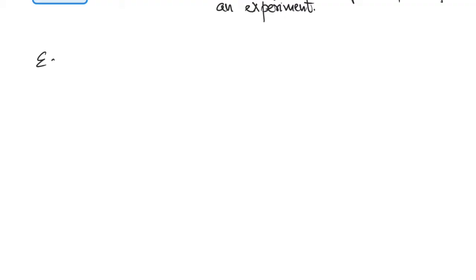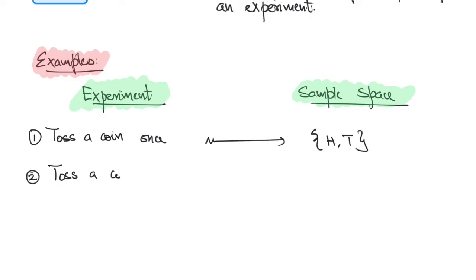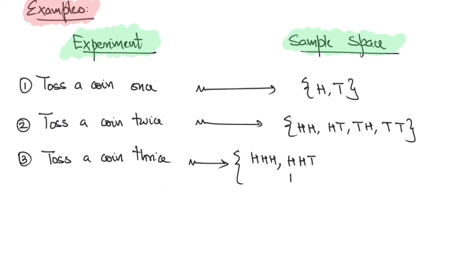Let's work out some examples. We will talk about experiments and their corresponding sample spaces. Suppose we toss a coin once, the possible outcomes being H and T, then the sample space is {H, T}. If we toss the same coin two times, we will have a sample space of size 4 given as follows. And if we toss the same coin three times, we will have a sample space of size 8, which has the following 8 outcomes.